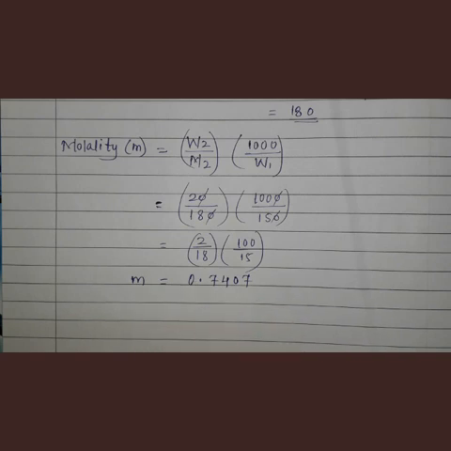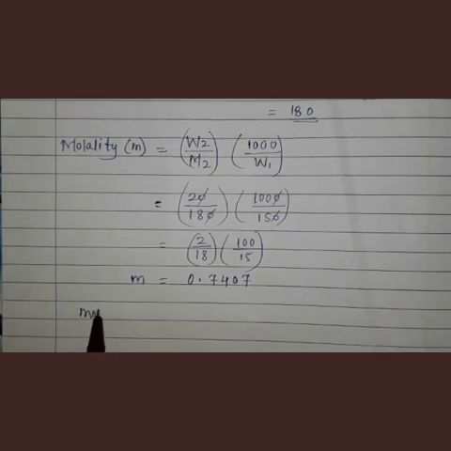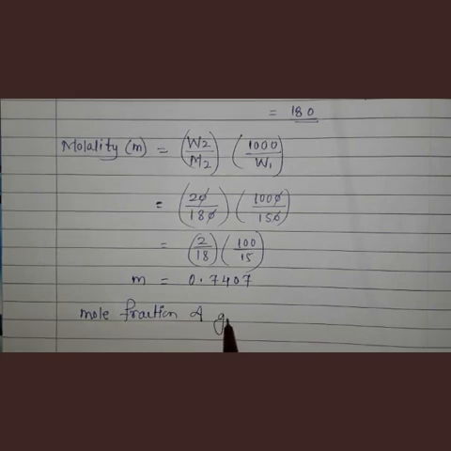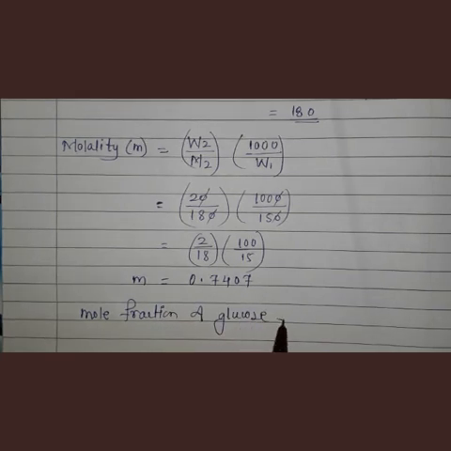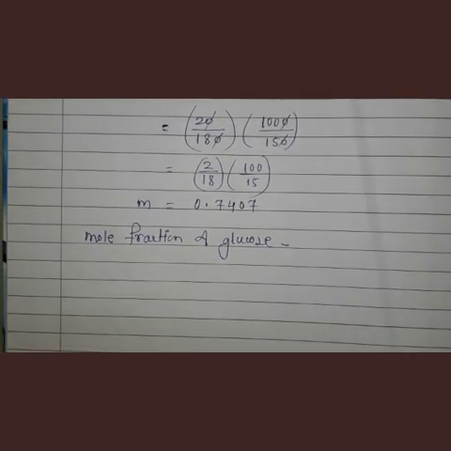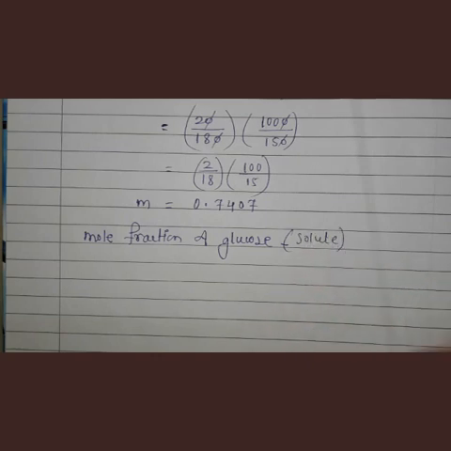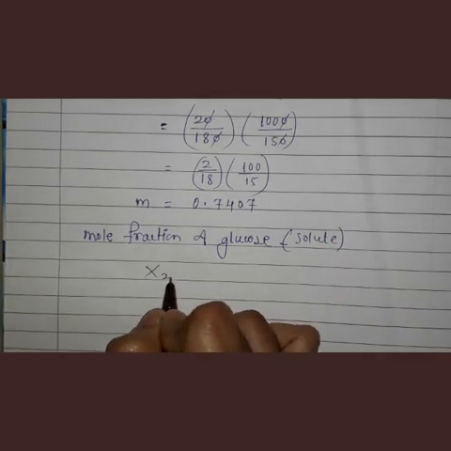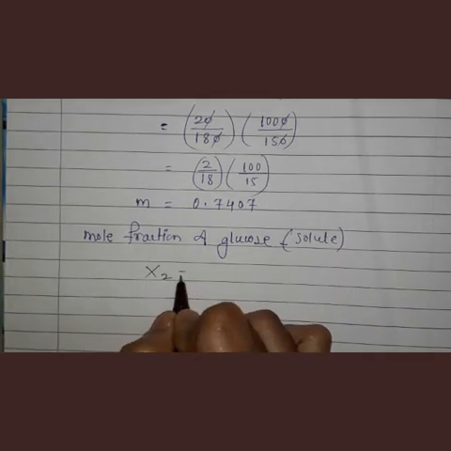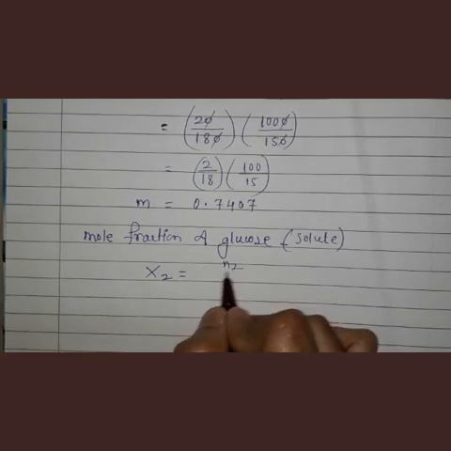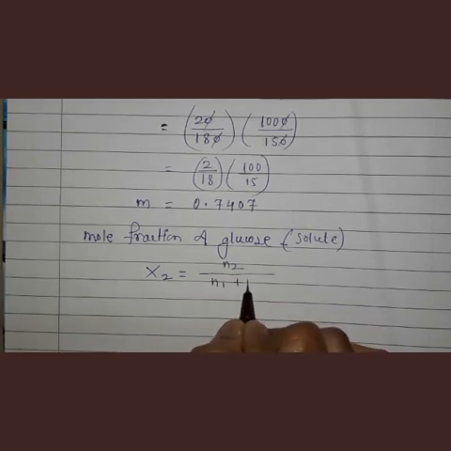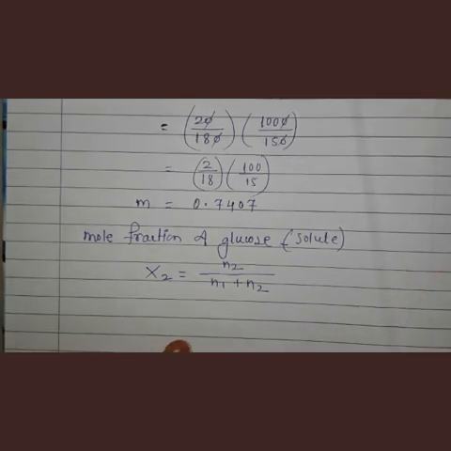Now we have to find the mole fraction of glucose. Glucose is our solute. That means we have to find the mole fraction of solute, and for solute we use X2. And what is the formula? X2 is equal to N2 upon N1 plus N2. But before finding the mole fraction we need to know N1 and N2 also.